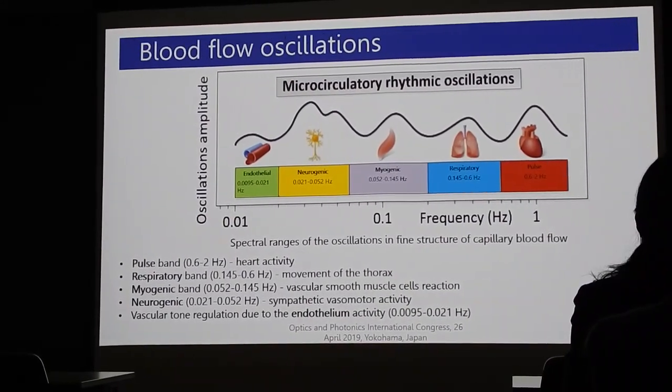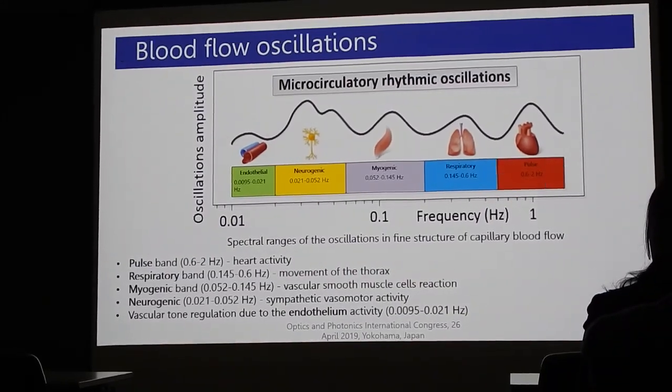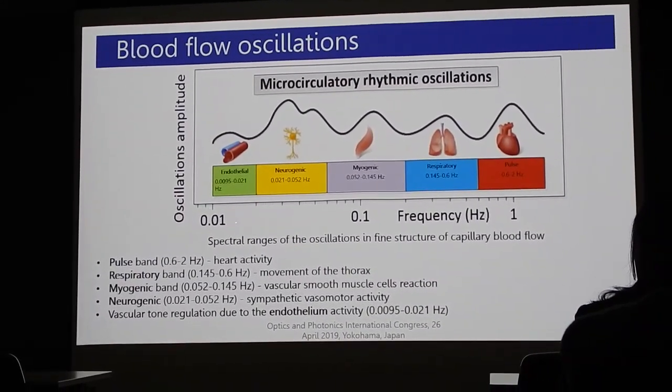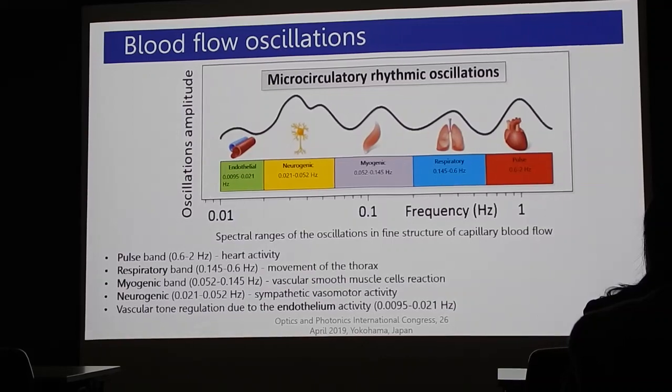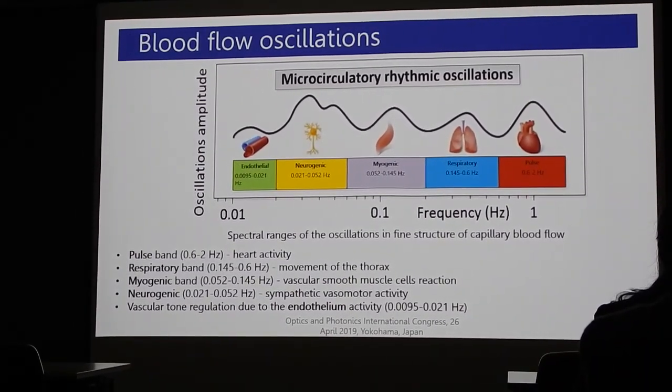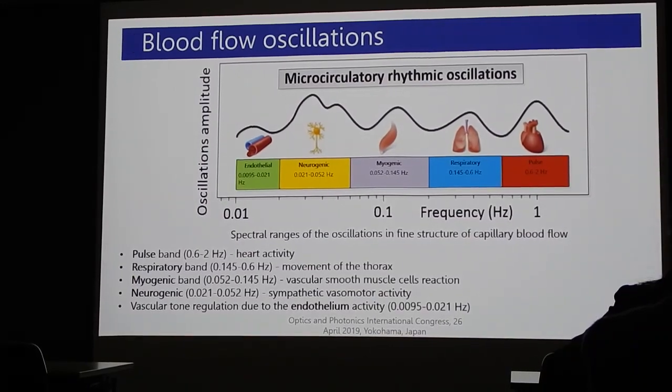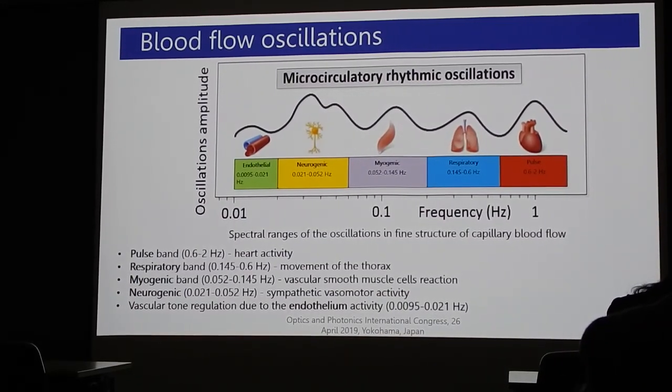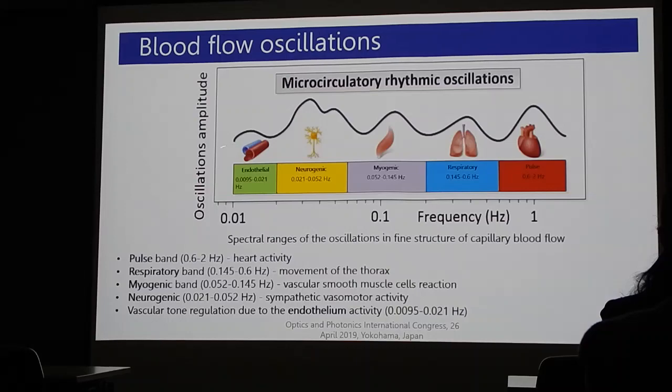Neurogenic sympathetic vasoactive vasomotor activity can be evaluated by neurogenic oscillations in this signal, and the slowest blood flow rate mirrors the vascular tone regulation due to the endothelium activity.